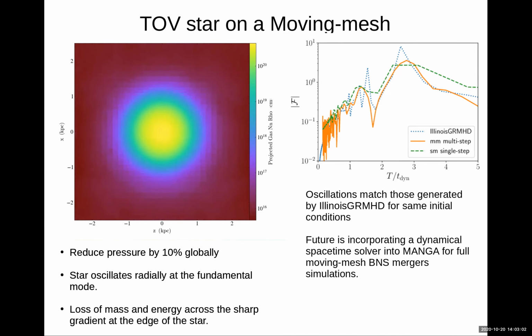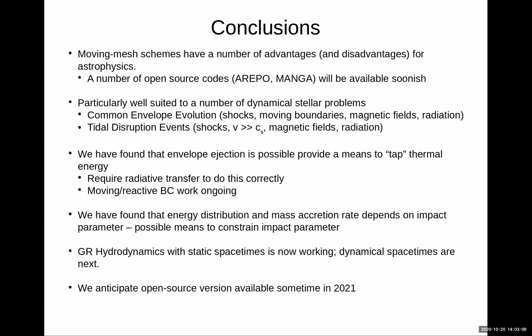So in the future, we're going to try to include a dynamic space-time solver and a magnetic field solver for full moving mesh binary neutron star simulations. All right, this is my conclusion slide, and I'll just stop here.